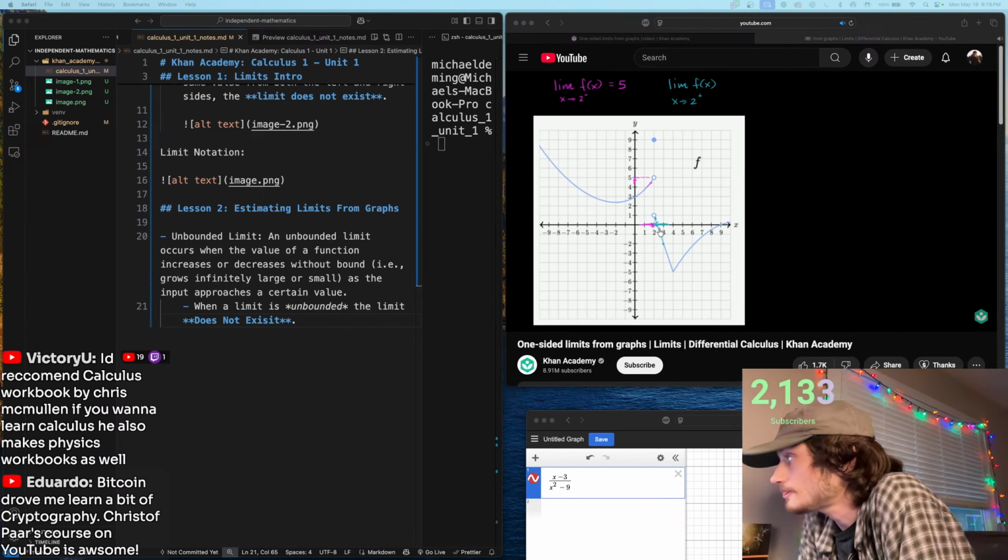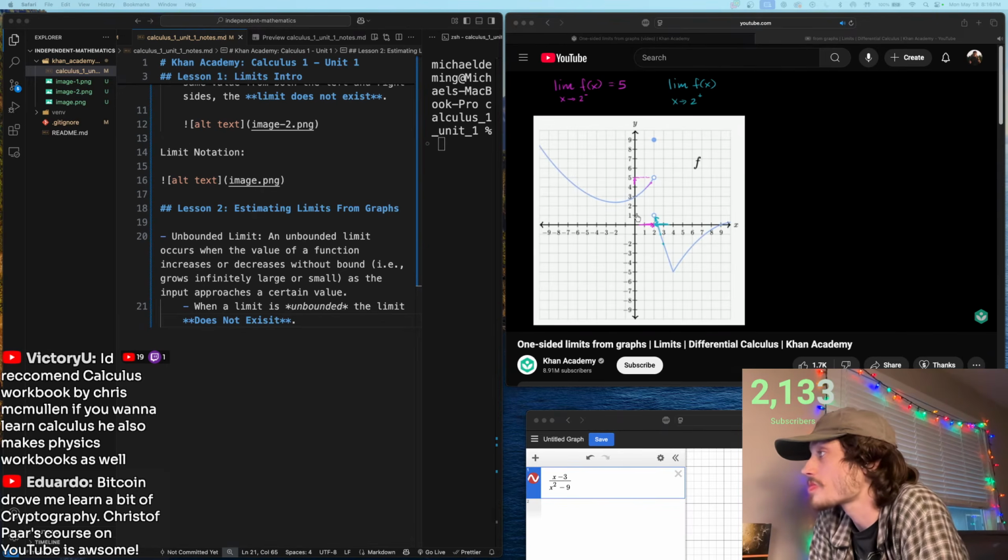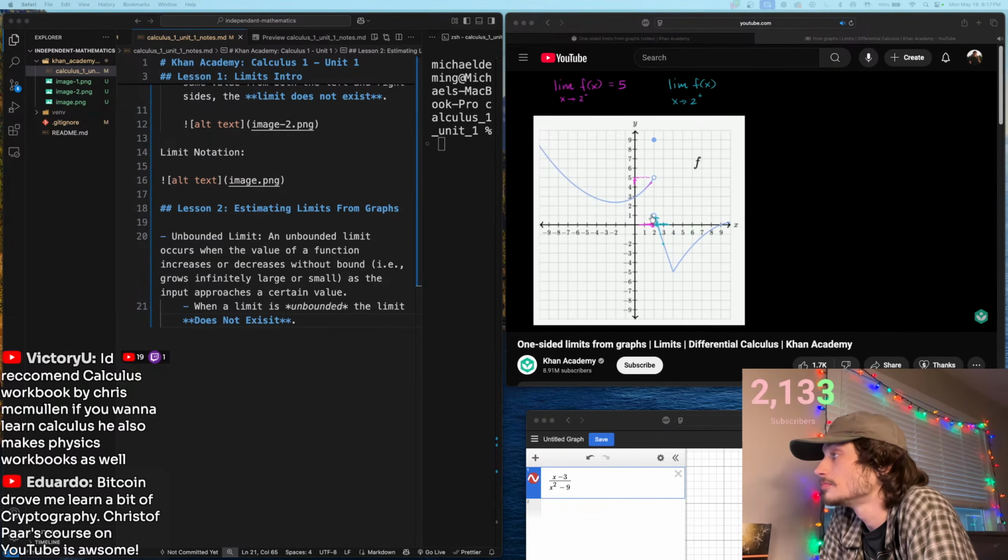In this situation, we're getting closer and closer to f of x equaling 1. It never quite equals that, since there is a jump discontinuity, but this seems to be the limiting value when we approach 2 from values greater than 2. So this right over here is equal to 1.